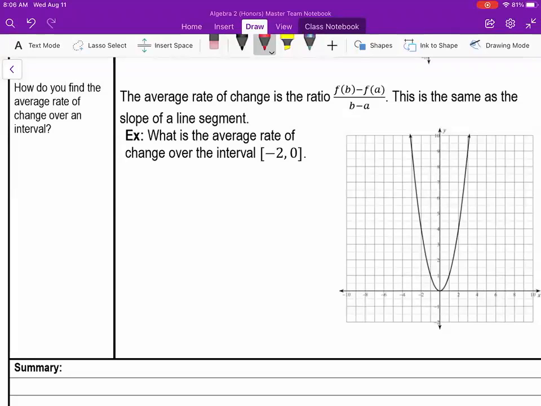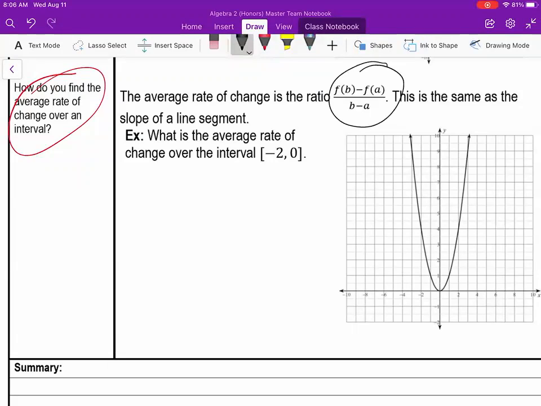Okay, so we got one more essential question left, which is how do you find the average rate of change over an interval? Now, remember that rate of change is pretty much like your slope, how fast or how slow something's going. However, sometimes we're going to be asking you to find the rate of change over an interval. That means between only from a section. Okay, so we're going to be using that slope formula.